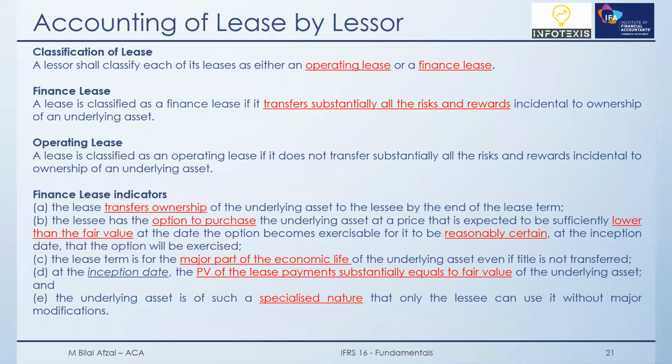The last thing is the underlying asset is of a very specialized nature that only the lessee can use. So if the economic benefits only the lessee can obtain from it, and the lessor cannot use it, then there's no point of keeping that asset in the books of the lessor. So it would be a finance lease.